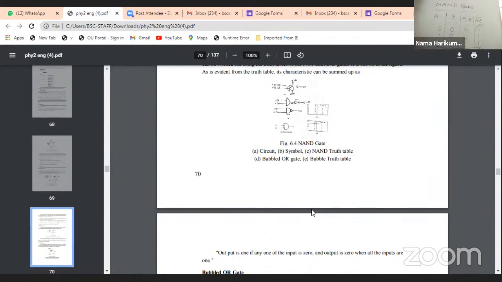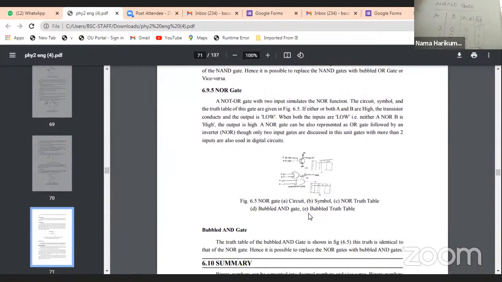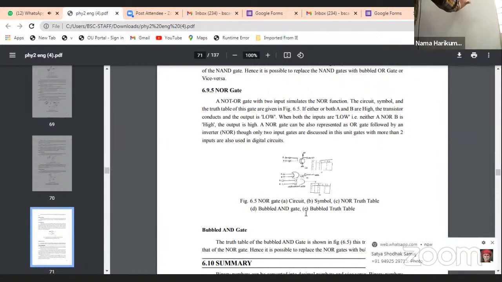So next, after the NAND gate, we have to go to our NOR gate, NO or NOR gate. The NOR gate is also the opponent to the OR gate, or the combination of OR gate and NOT gate is nothing but the NOR gate. So the NOR gate is the combination of OR plus NOT. That is a NOR gate.